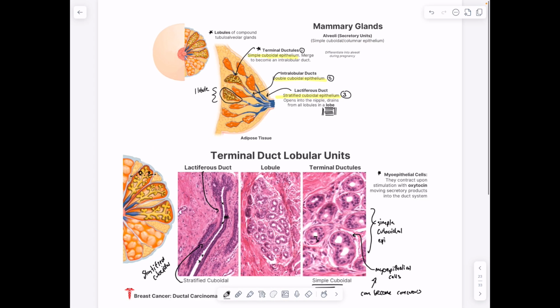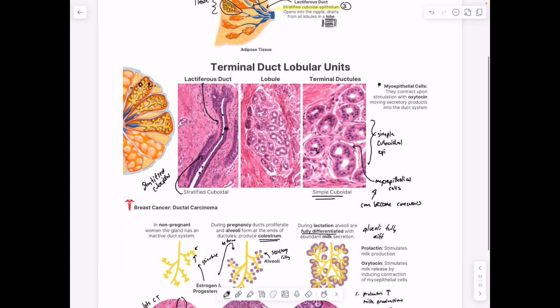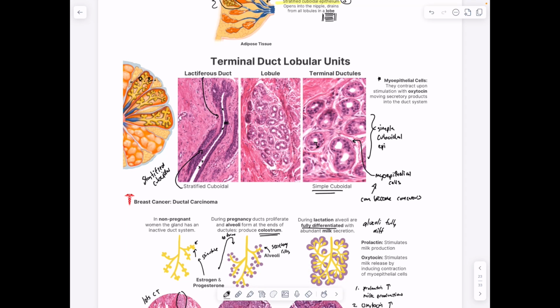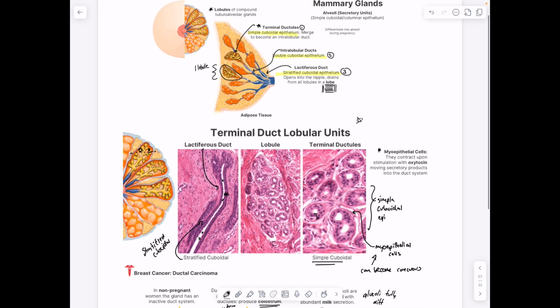All right, and so we're going to have some changes during pregnancy overall, but we do have some different units. So we said that we had the terminal ductules right here, and these are going to be in contact with the alveoli, and those come together and form our lobules.